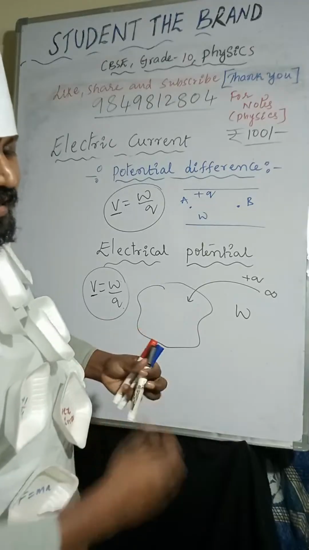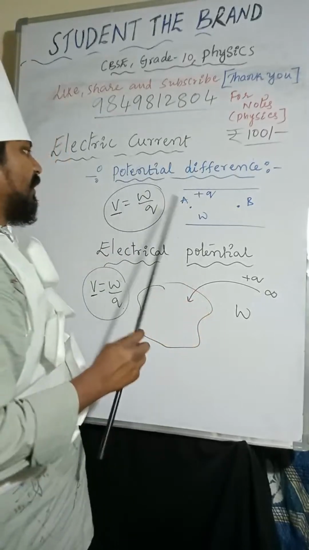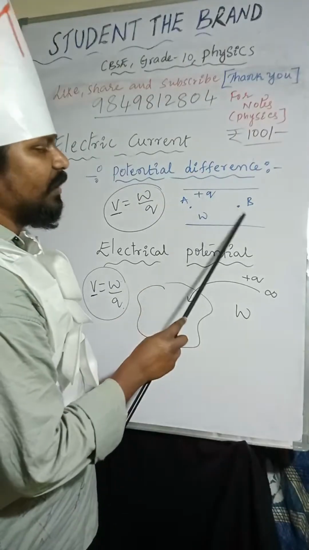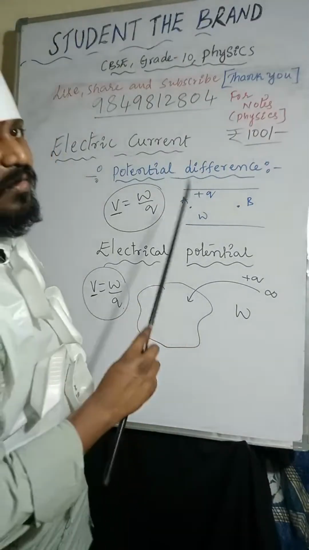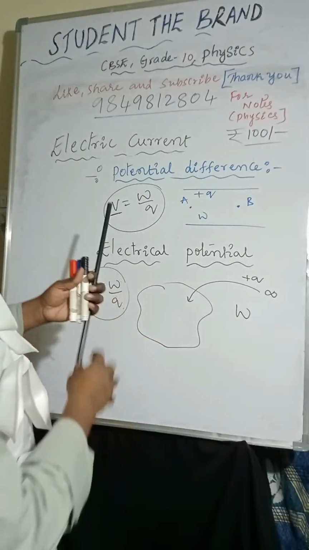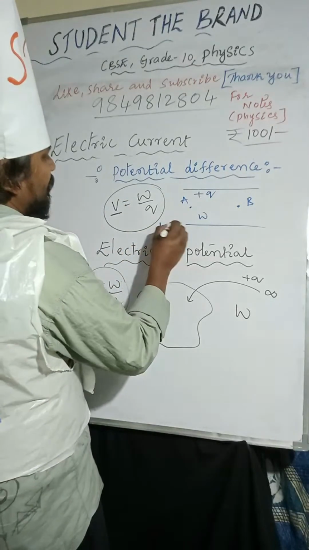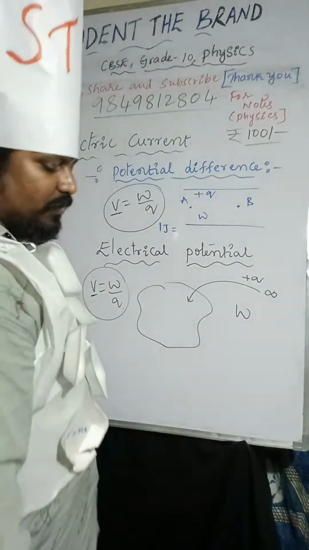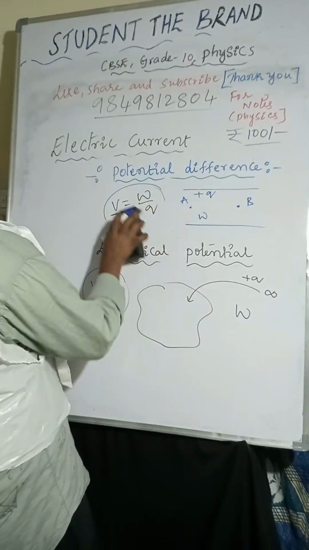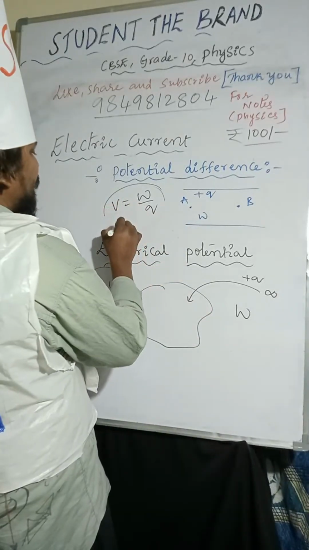Once again, work done to bring unit positive charge from one point to another point within the conductor is called potential difference. V equal to W by Q. And one more point: the SI unit of potential difference is volt.